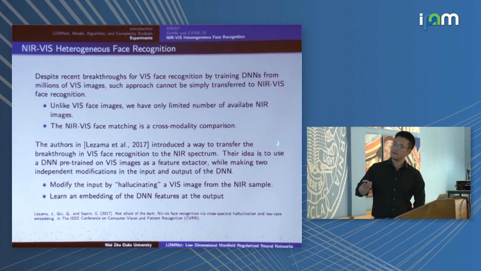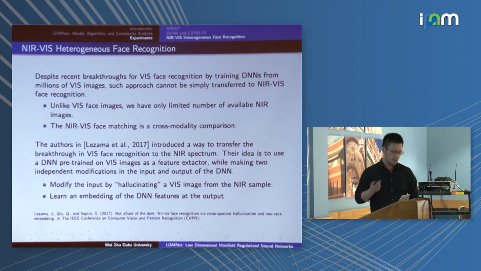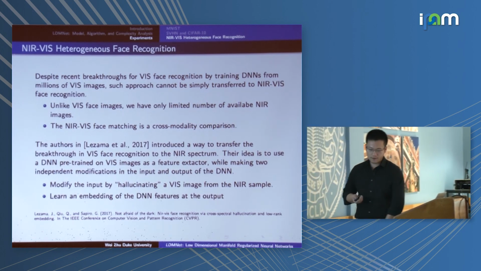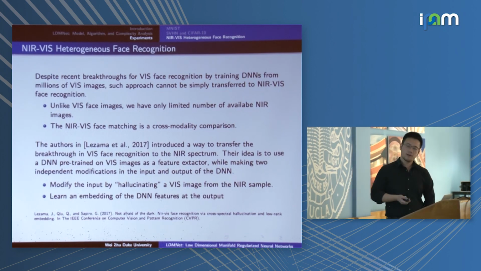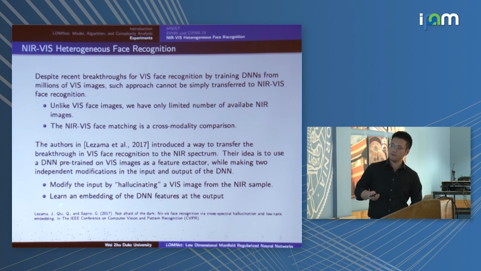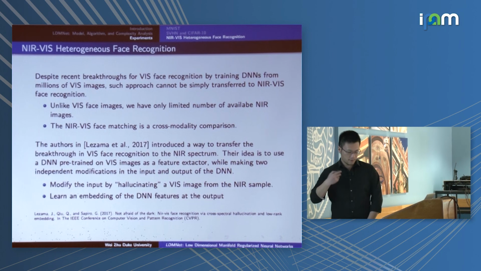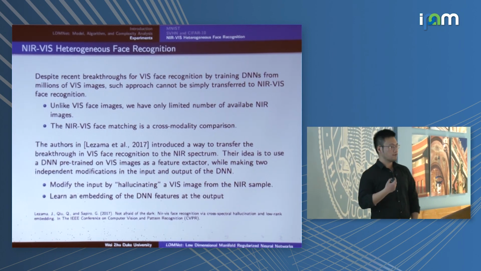This is the drawback. Because you don't have that many images in the near-infrared domain, it's hard to train a neural network using just a limited amount of near-infrared images. Also, near-infrared and visible light face matching is a cross-modality matching, which can be quite problematic. So the authors of this paper, two of whom are actually collaborators on our paper, introduced a way to transfer the breakthrough in visible light images into the near-infrared domain.